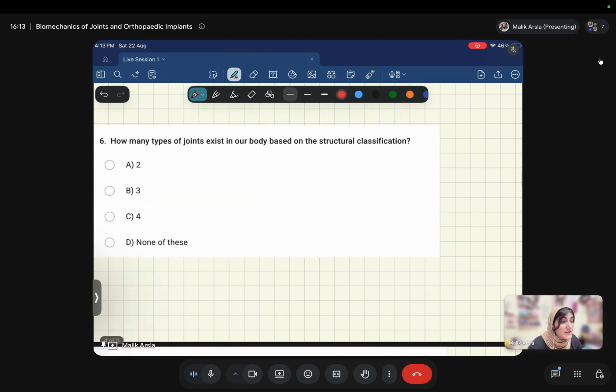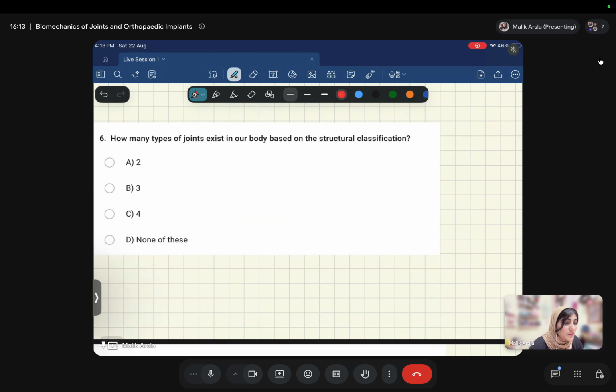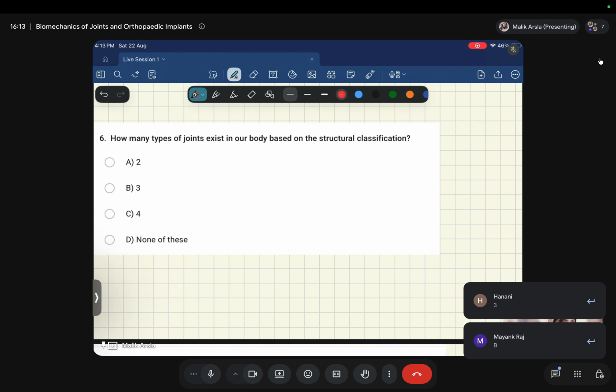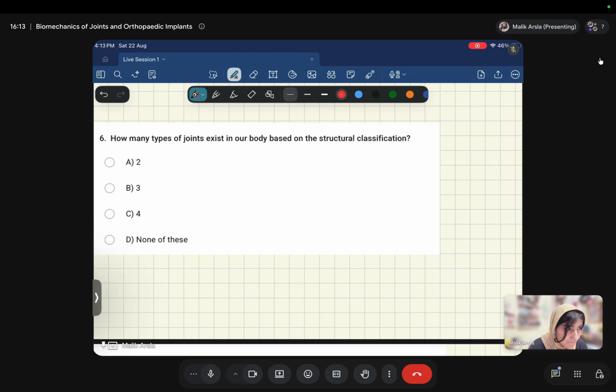Now moving ahead, we have, okay, how many types of joints exist in our body based on the structural classification? 3 types. Okay, so can you name them? Can you name the 3 types of joints? Yeah, and cartilaginous. Okay, so these are the correct options.